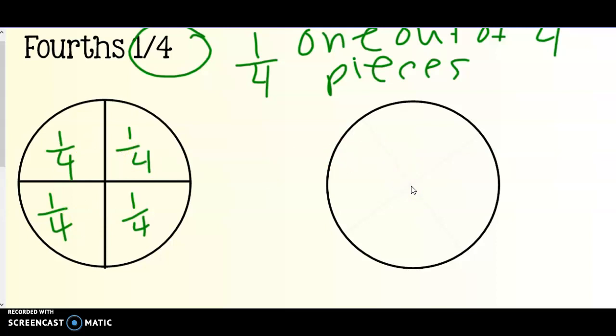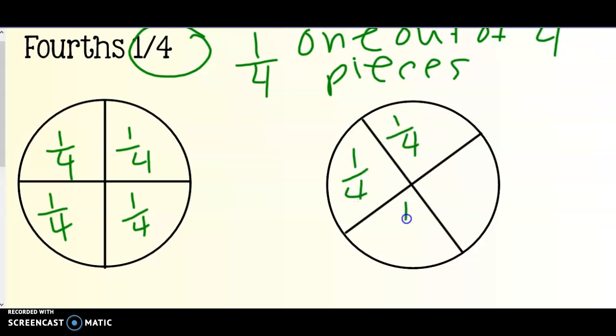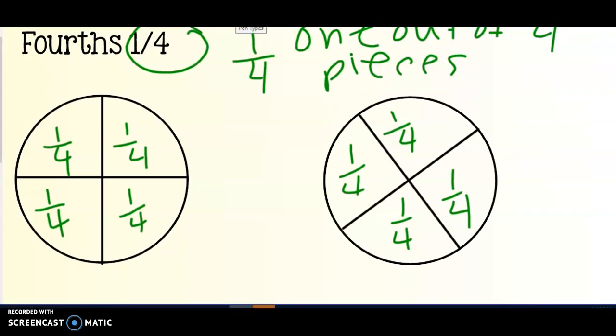Okay, let's look at another example of how we can split our pizza into a fourth. I cut it in half diagonally, and then I cut it in half diagonally again. Do we all have the same amount? Yes, so this is also equal to 1/4. 1 out of 4 pieces.